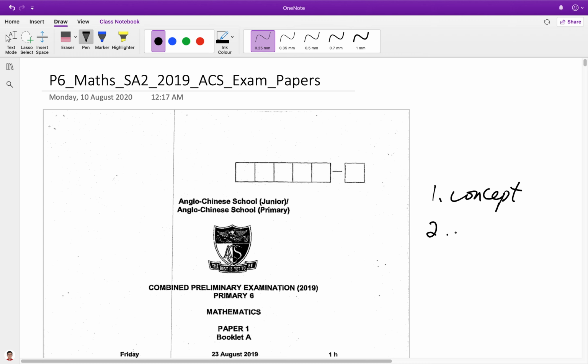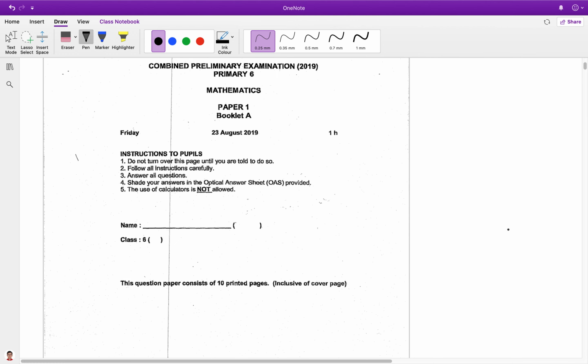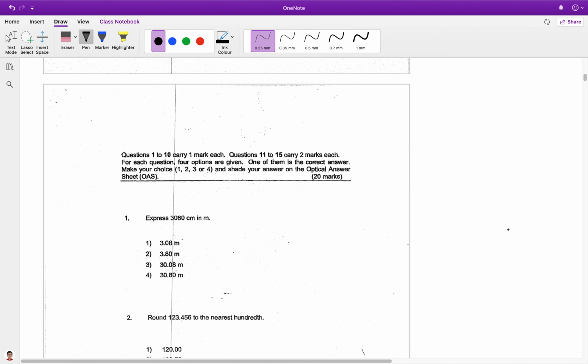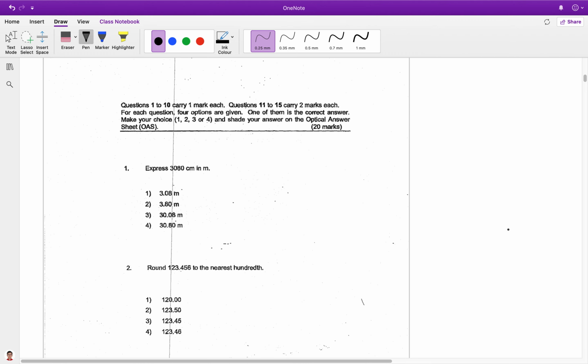Secondly, we need to find the methods to solve the question. Normally there are many methods to solve one question. We can use one to solve it and use the other one to verify it. So let's start. Paper 1, let's start from paper 1.